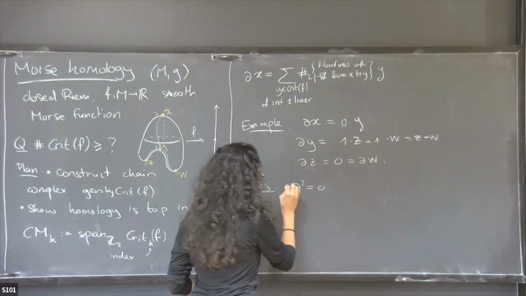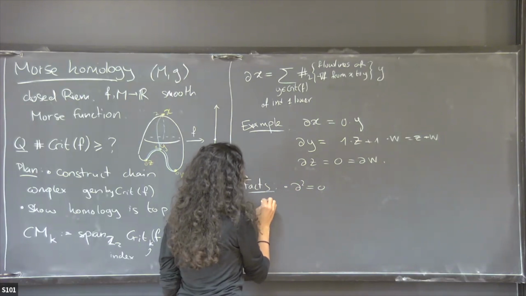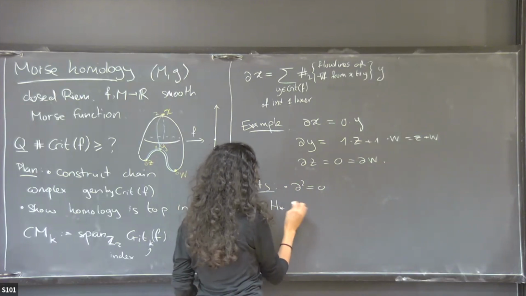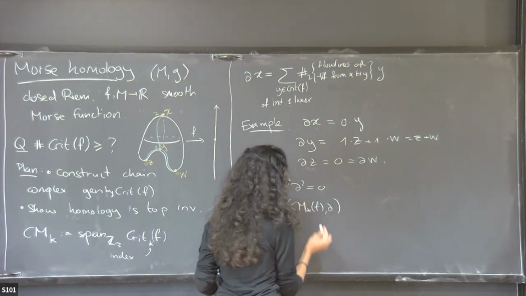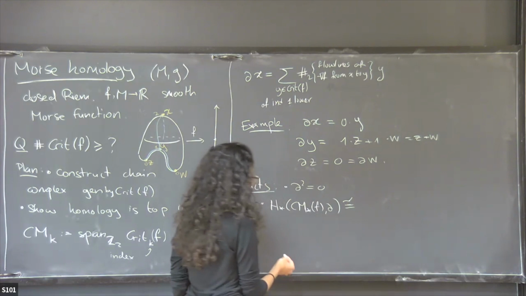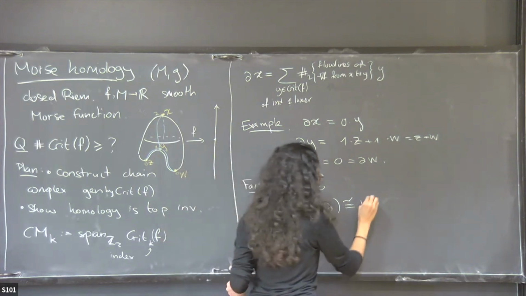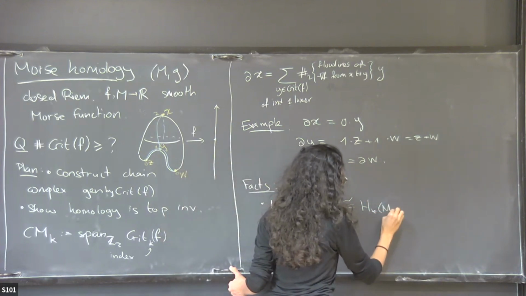And therefore you can define the chain complex, and the homology of this chain complex is a topological invariant of the manifold. It's independent of f, and it's actually isomorphic to the singular homology of the manifold.